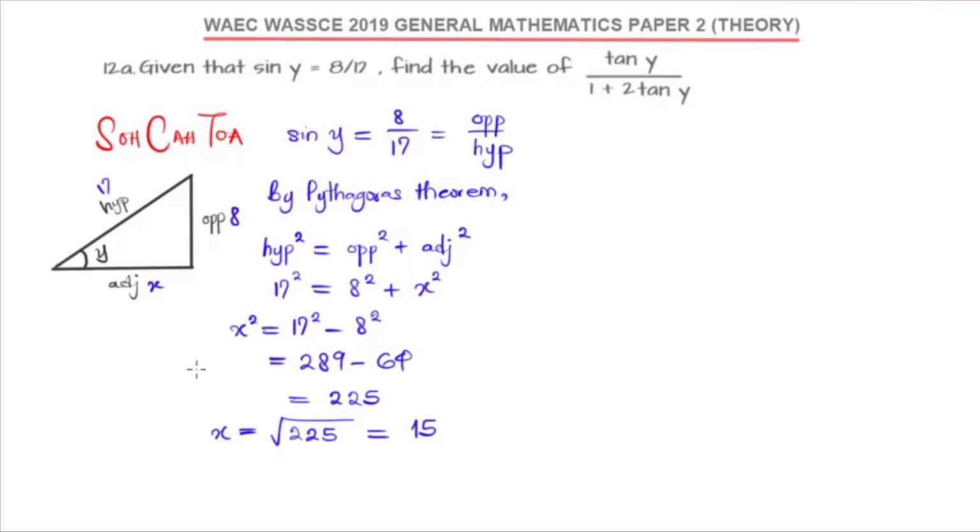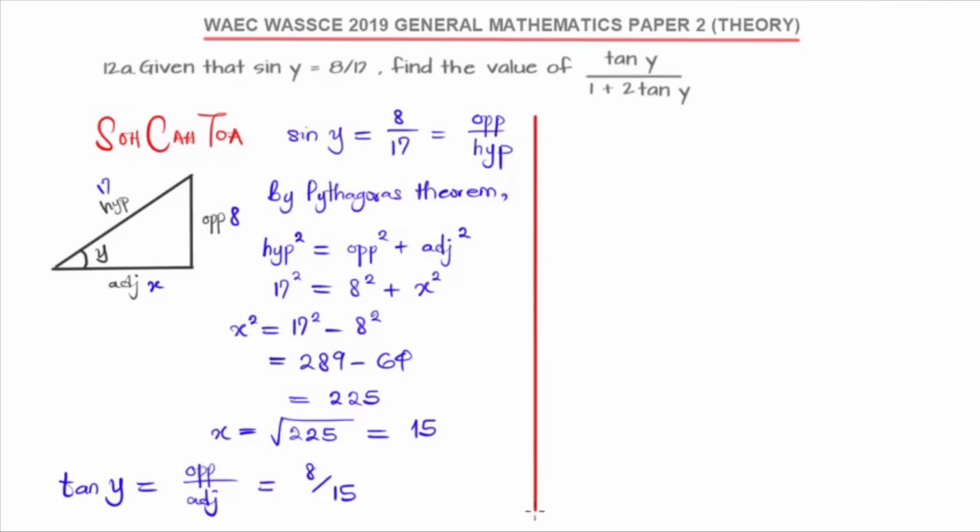So if you want to find tan y, we now have the adjacent for the right angle triangle. Tan y is opposite over adjacent, and the opposite to y is still 8, but the adjacent is now 15. So this is the value we use for the question we are being asked, the value of tan y over 1 plus 2 tan y. We just need to put 8 over 15 in all the places where we see tan y.